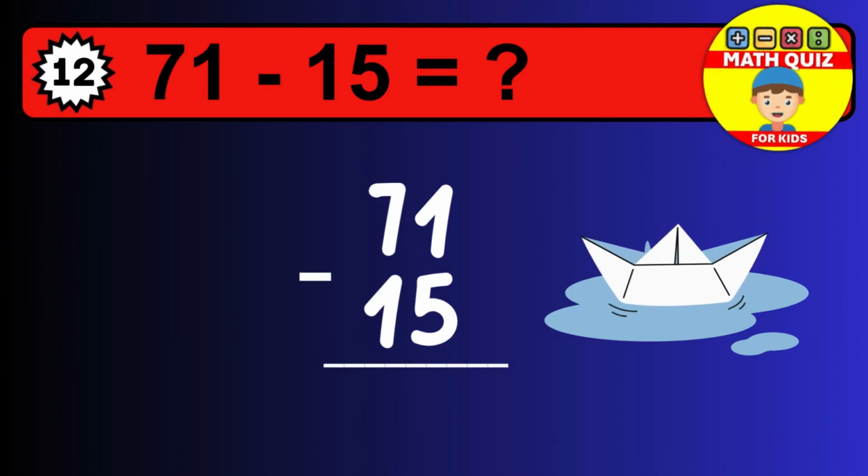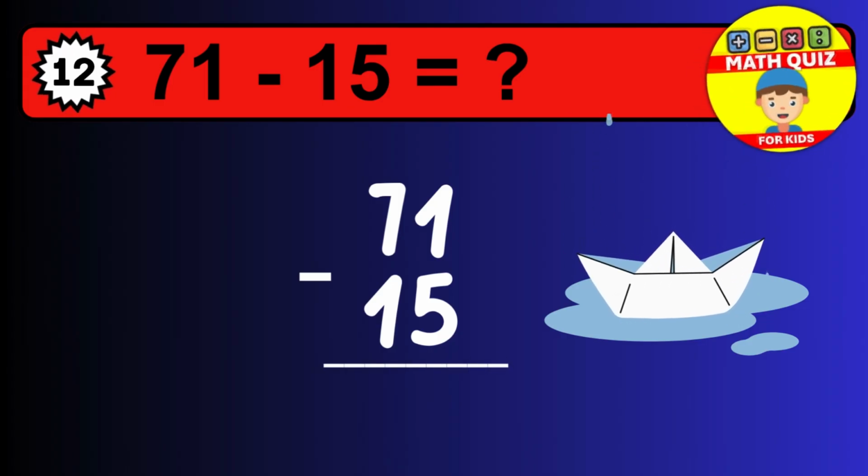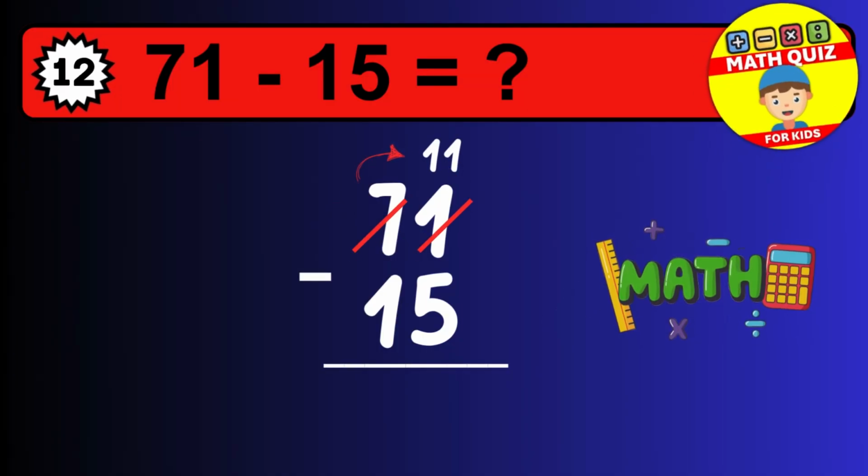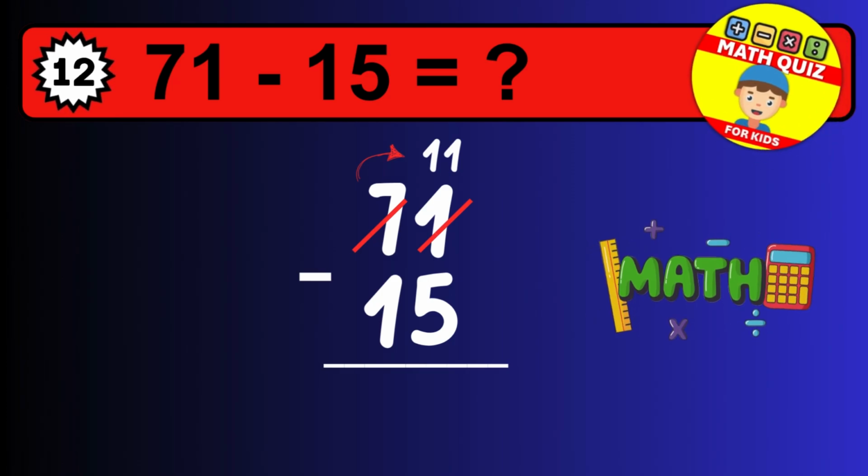Let's solve this step by step. We start with the units. 1 minus 5 is not possible, so we need to regroup. We take one 10 from the tens column. Now we have 6 tens and the units become 11.